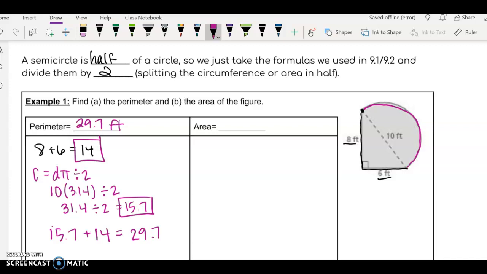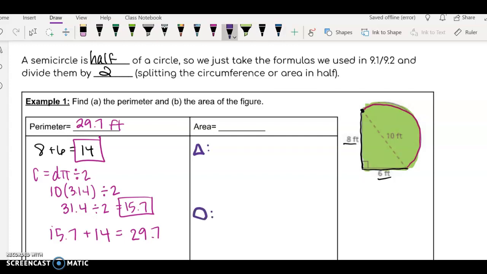Now we're going to look at the area. The area is everything that's shaded in gray, and on my screen, everything that is shaded in green, which means I want everything inside that shape. So think of it like you are putting carpet in your house. We need to know how much carpet can fit inside this room. First, I break up my shapes. I see a triangle, and I see a semicircle, which is half of a circle.